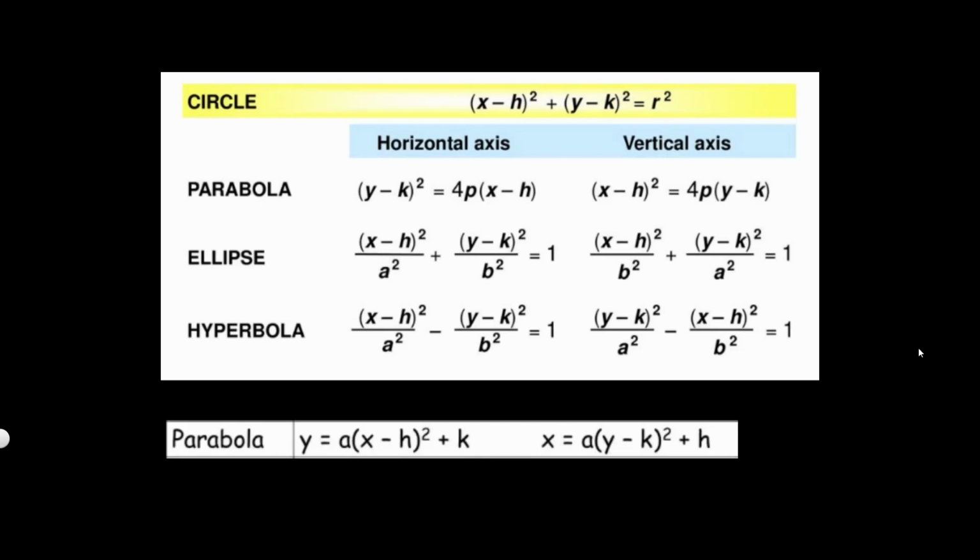When we talk about conics, there are four shapes: circles, parabolas, ellipses, hyperbolas. And these equations that you see are the standard form.